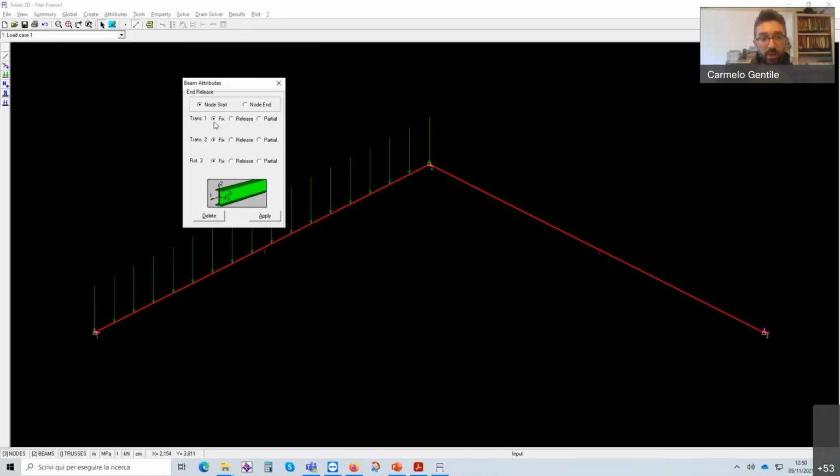In fact, if we go on, we select the beam 1, element 1, which has a start in node 1 and ends in node 2. We want to release the rotation in the node 2. So in the node end, we can decide to release the node start or the node end. We will release the node end. What do we want to fix and what do we want to release?